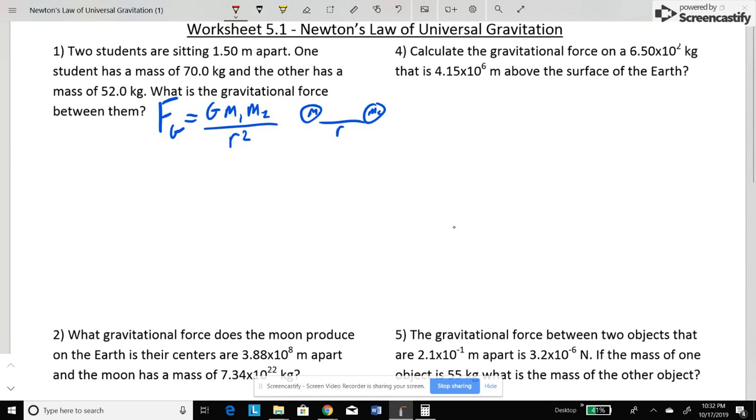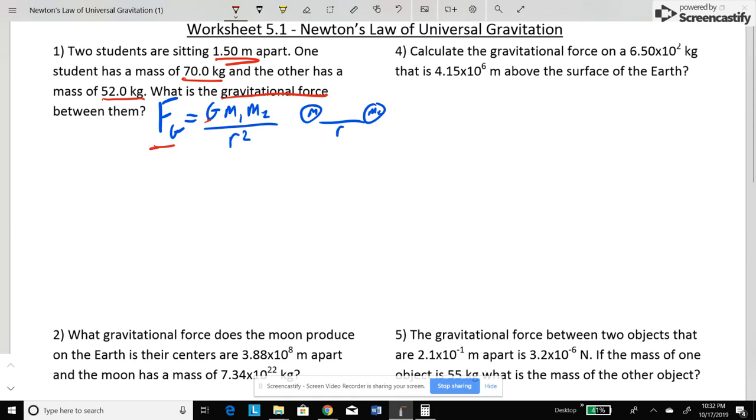So the first one is there's two students sitting on a bench, or sitting. It doesn't say bench, but they're sitting. They're 1.5 meters apart. One student has a mass of 70 kilograms, the other has a mass of 52. We're looking for our gravitational force. That's what we're trying to look up. So our force of gravity is right here.